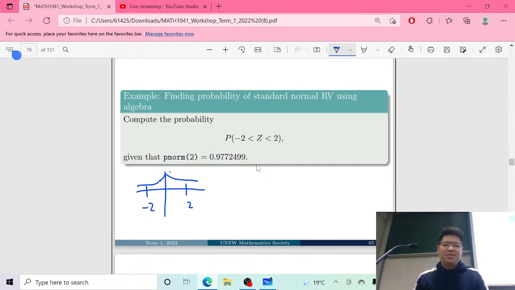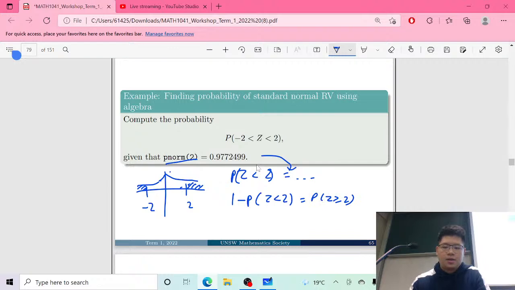Okay, so we just want to take this probability right here, and this is symmetric. So this area right here is the same as this area here, and we are given that p norm of 2 is, so z less than 2 equals this particular thing right here. Now if you find the complement of this, which is z less than 2, this is going to be the probability of z greater than or equal to 2. So essentially, if you take 1 minus this probability here, you would get the tail probability of this one right here.